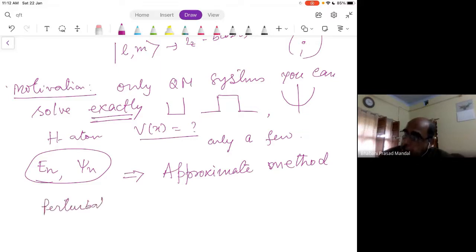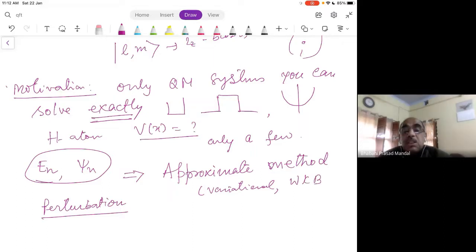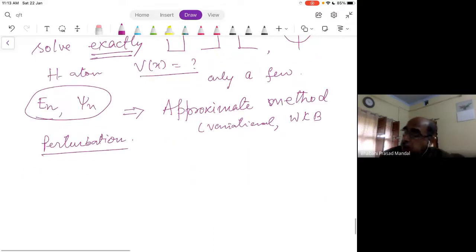is one of the approximate methods. There are many approximate methods. In this class, you learn the variational method. Another teacher will teach you the WKB method and the perturbation method. These three approximate methods you will learn. Perturbation method is actually a big chapter, so we will now focus maybe the next one month on perturbation theory.